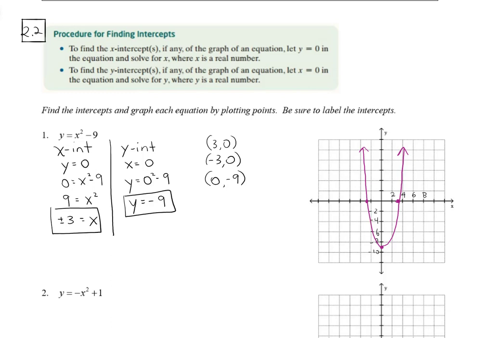It says be sure and label the intercepts. This one is (3, 0). This one is (negative 3, 0). This one is (0, negative 9).